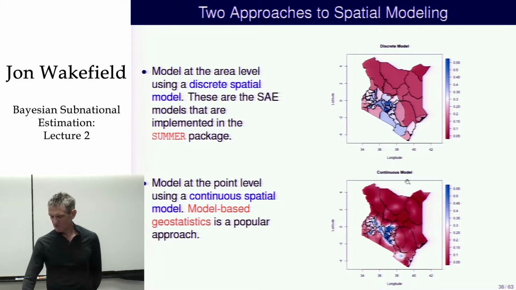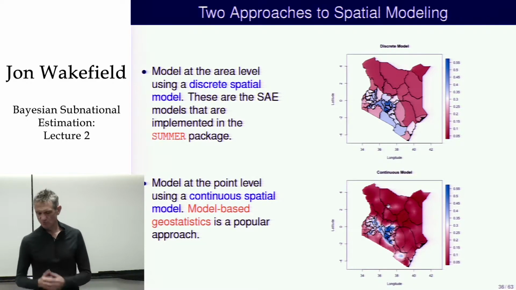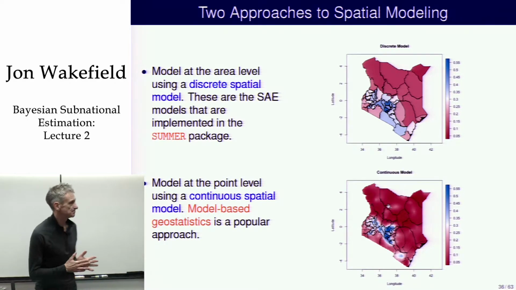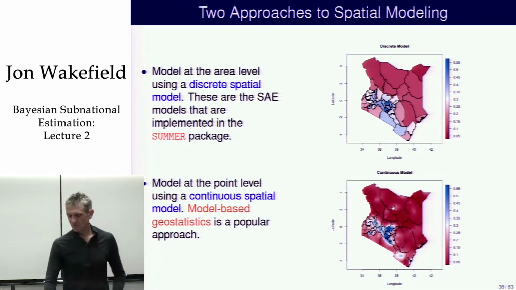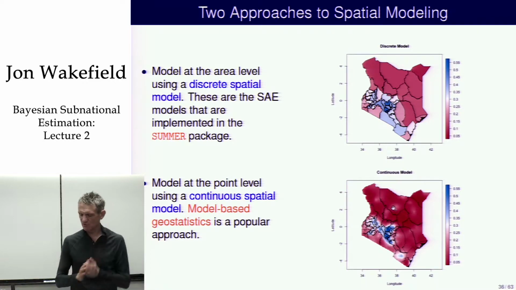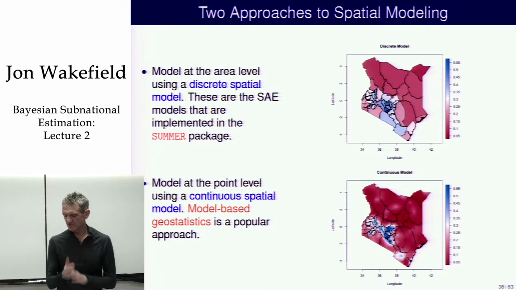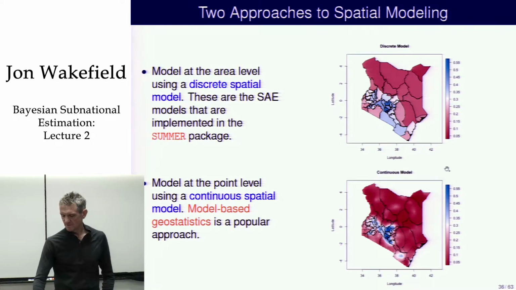Whereas down here, we've got a continuous spatial field. So now we're seeing local pattern within the counties. I'm going to talk about the pros and cons of those two models. In the SUMMER package, which Richard has been talking about in the parallel lecture series, we fit discrete spatial models for the reasons I'll talk about shortly.